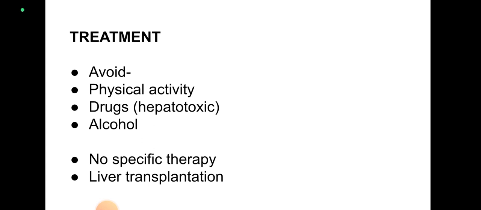Treatment for hepatitis is to avoid much physical activity, but bed rest is not recommended unless it is a severe case. Drugs, especially hepatotoxic ones and those which are metabolized in liver, are restricted. Alcohol intake should be avoided. There is no specific therapy, and liver transplantation may be required in cases of acute fulminant hepatic failure.